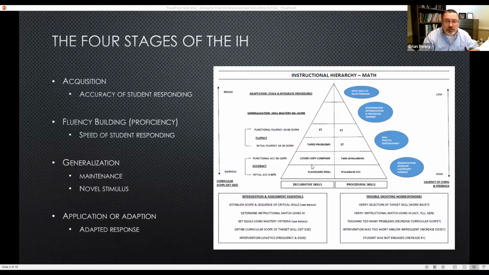And so the instructional hierarchy, when I look at what kids can do and can't do, it's assessing them, looking at their accuracy scores and their fluency scores, and then matching up to these interventions: flashcard drill, cover copy compare, tape problems, and explicit timing. I'm going to go over each of these today.